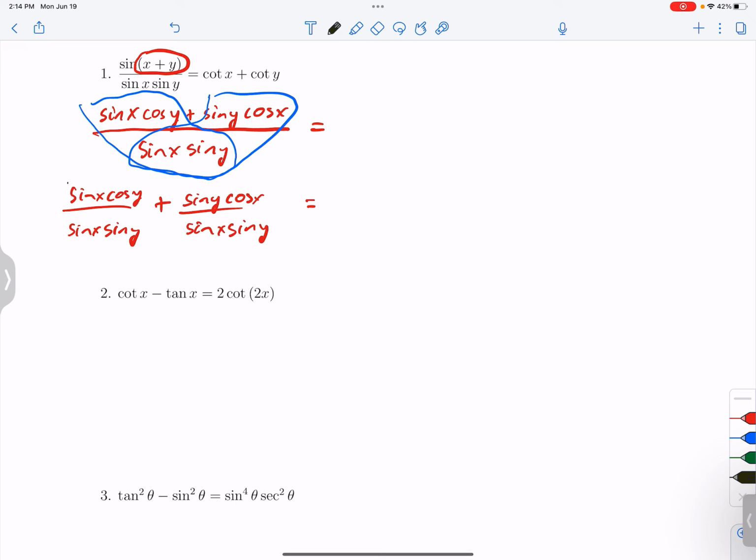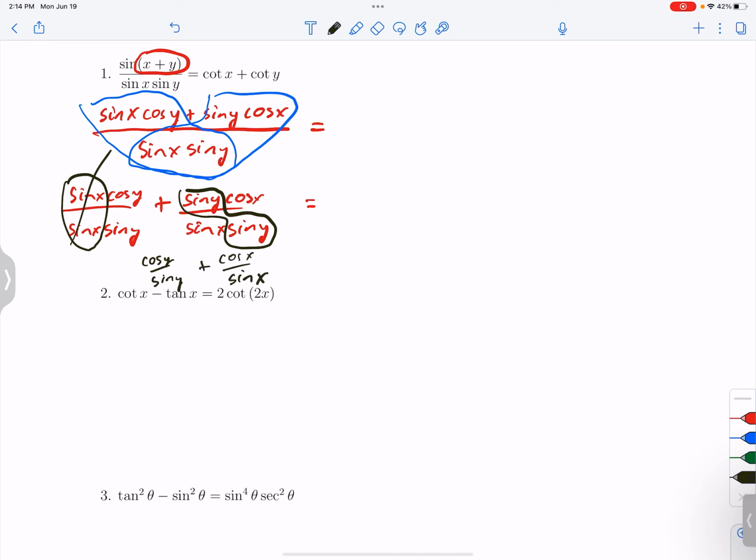Some of these factors will cancel. Sine of x over sine of x, that's going to cancel. And then sine of y and sine of y, that's going to cancel. So what we're left with is cosine y over sine of y plus cosine x over sine of x.